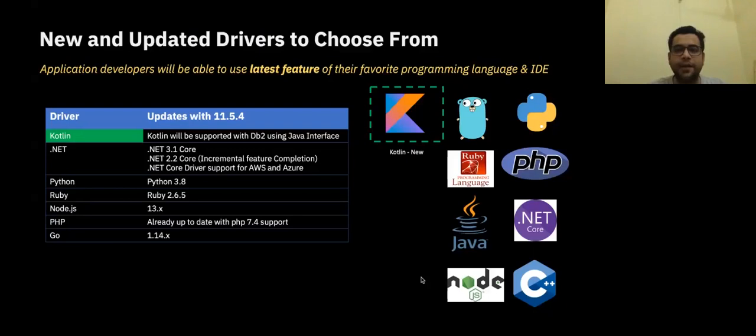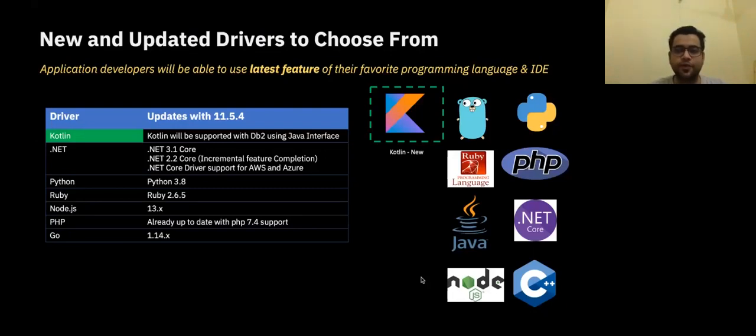Python remains a high priority for us, and for that reason, we will be supporting Python 3.8 with the upcoming release as well. The Ruby driver came as a requirement from a couple of you, and we brought it up on the roadmap, and with 11.5.4, actually the previous month itself, it was released in the marketplace, and you can build your apps using Ruby and also Rails that I'm going to talk about in the next slide.